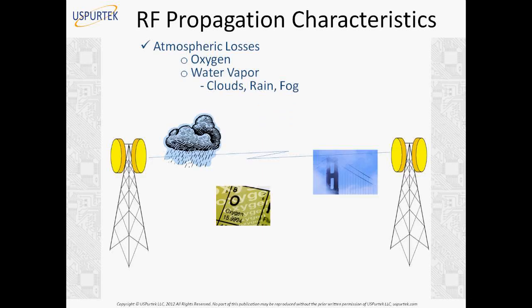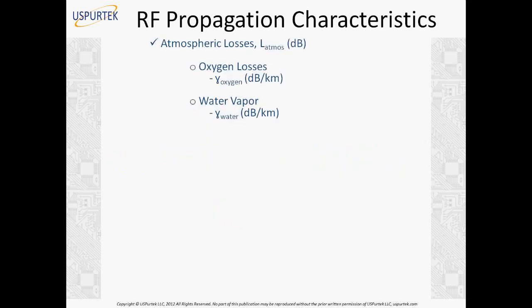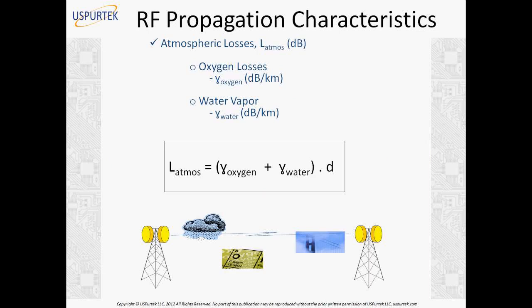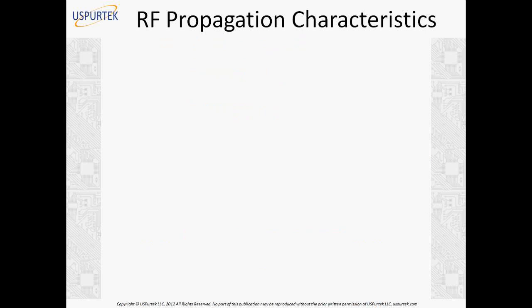Now this is pretty straightforward. The presence of oxygen and water vapors, meaning clouds, rain and fog, also cause losses. They also absorb radio power. For that, it's pretty much standardized. You don't have to do much because these numbers are published by ITU and ARRL and other organizations. Here you are talking about how many dBs per kilometer of losses there are for oxygen and how many decibels per kilometer of losses there are for water vapor. You just add them up and find out the total atmospheric loss for an RF wave.